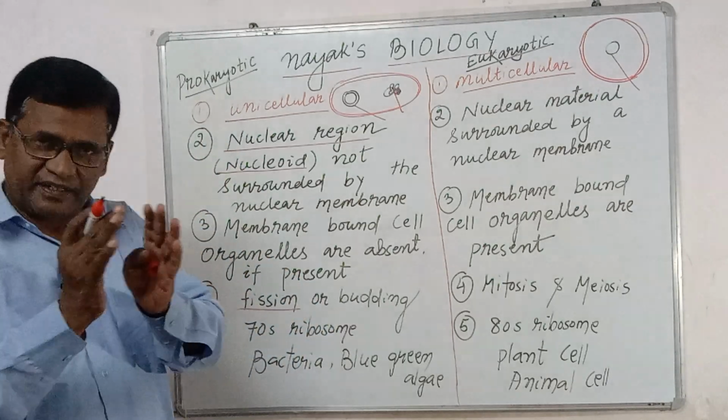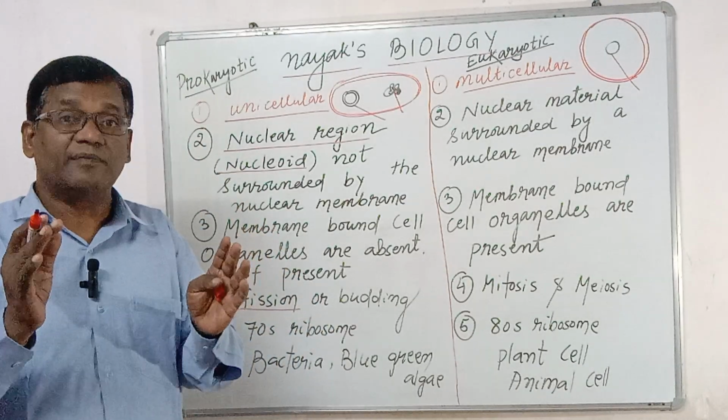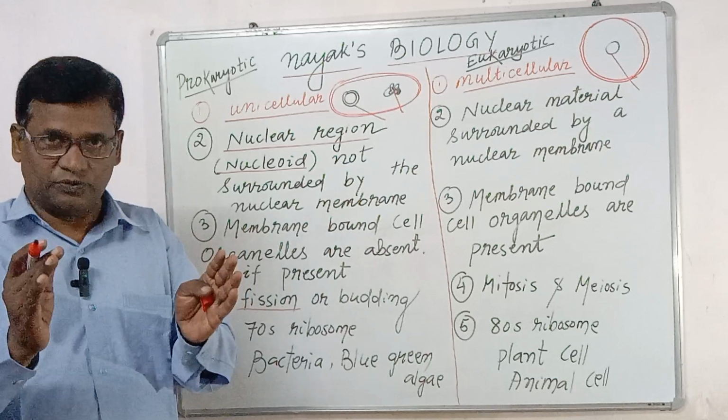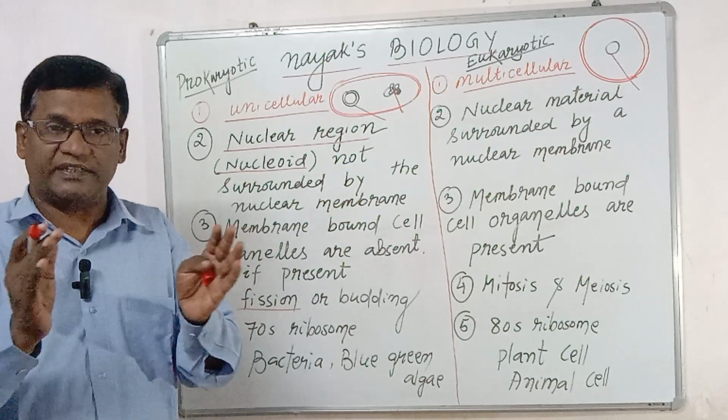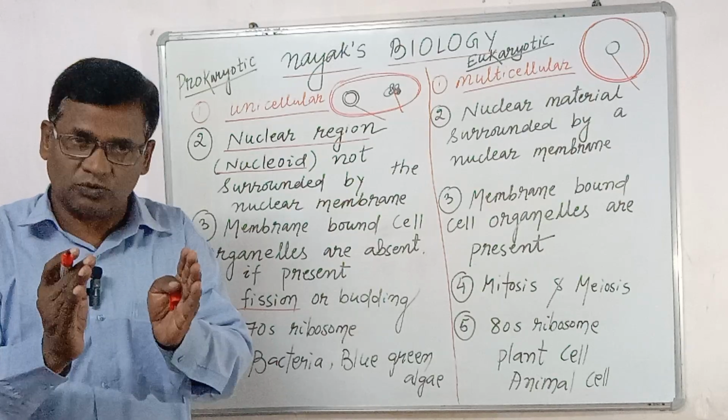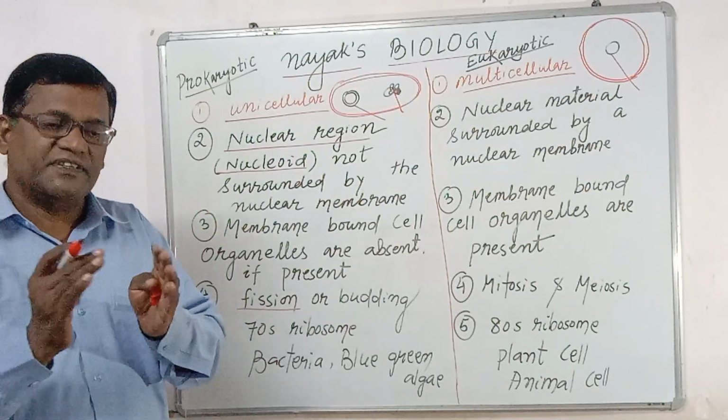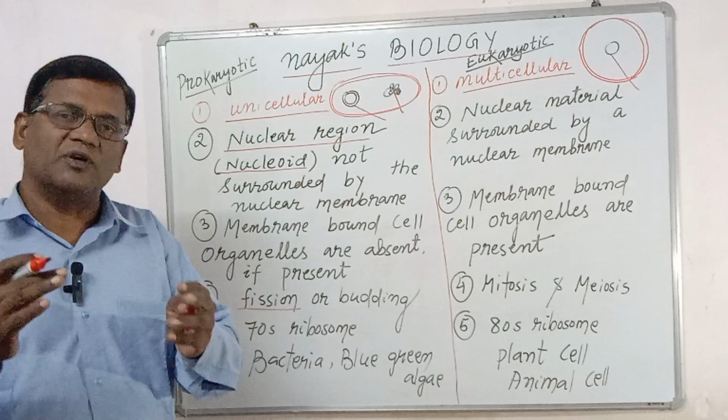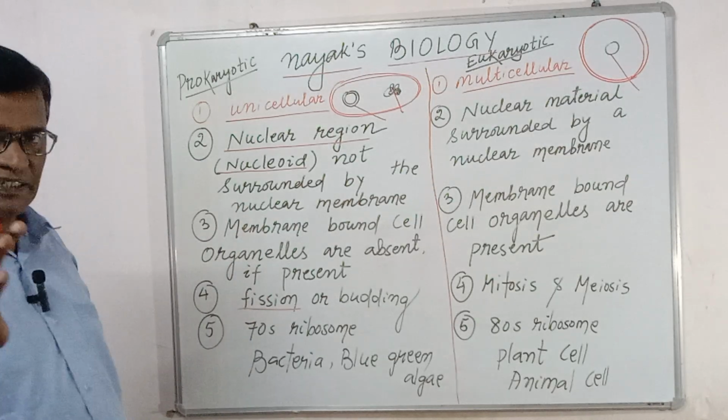One cell breaks down into two. You recall the amoeba? It simply divides into two. Like bacteria also simply divide: one organism divides into two. It is called fission. If it is divided into many parts, that is called multiple fission, seen in the plasmodium.